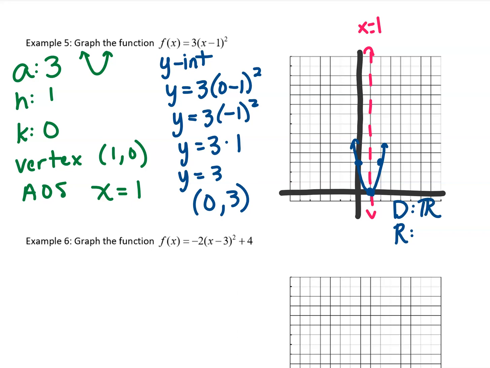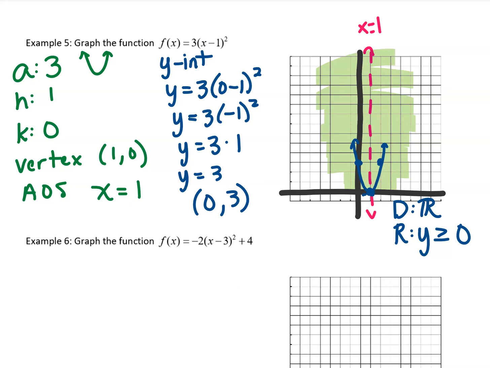Y is greater than or equal to 0. You're looking for your highest point or your lowest point. And as far as y is concerned, our lowest value of y is down here at the vertex, and the y value at the vertex is 0. The rest of the graph is above that, so all of the y's are greater than or equal to 0. That means all of the graph is taking place up here. None of it is taking place below the x-axis.